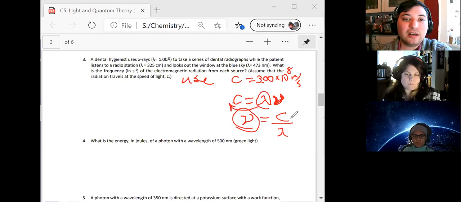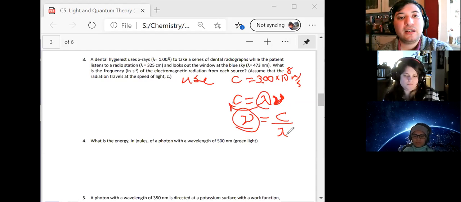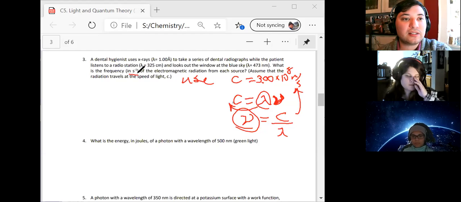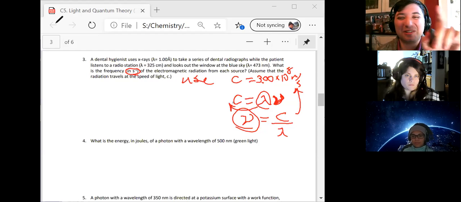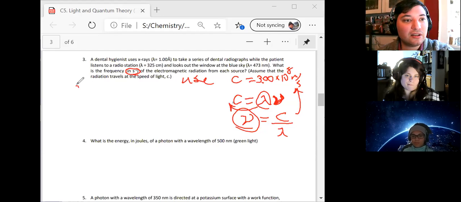So frequency is equal to speed of light divided by wavelength. As you mentioned, speed of light has units of meters per second, which means since I want to get out units per second, all we need to do, as you said, is divide by a meter. Something with units of meter, not literally 1 meter. So let's start here.